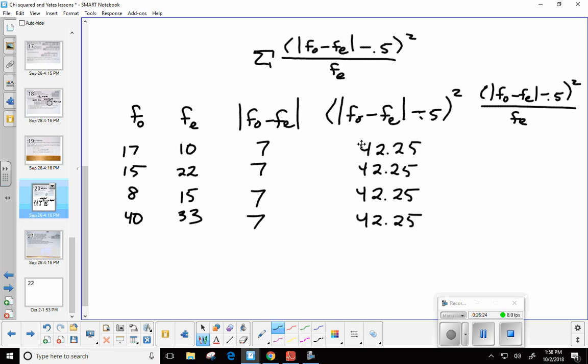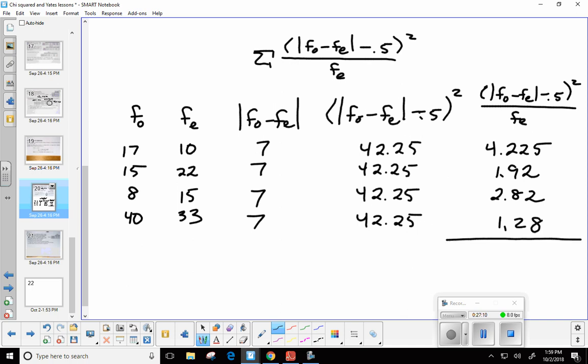Okay. So did everybody agree with what I've done so far? Okay, not too bad. All right, now these values in this last column, these are going to be different because we're each dividing those by their original expected value. So help me out. 42.25 divided by 10. 4.225. Okay. Now I need 42.25 divided by 22. 1.92. 42.25 divided by 15. 2.82. And 42.25 divided by 33. 1.28.